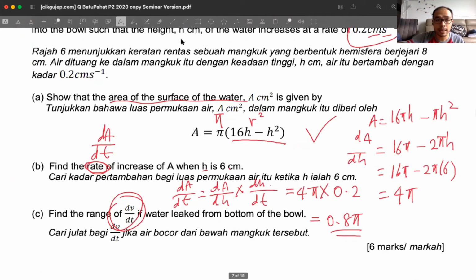If we multiply out the pi, is it wrong? No, it's not wrong. You can multiply the pi if you want. 0.8 times 3.142, you can get the answer 2.5136 also, no problem. I don't think it's a problem.